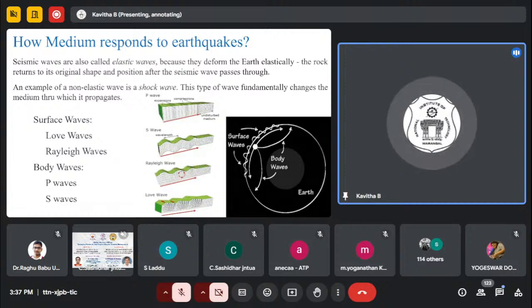Then another type of waves is surface waves. Surface waves, as I said, travel only along the crust, the topmost layer. There we have two different types: one is Love waves, another one is Rayleigh waves. Rayleigh waves travel in an elliptical path. One soil particle observed will go down and follow a circular path.